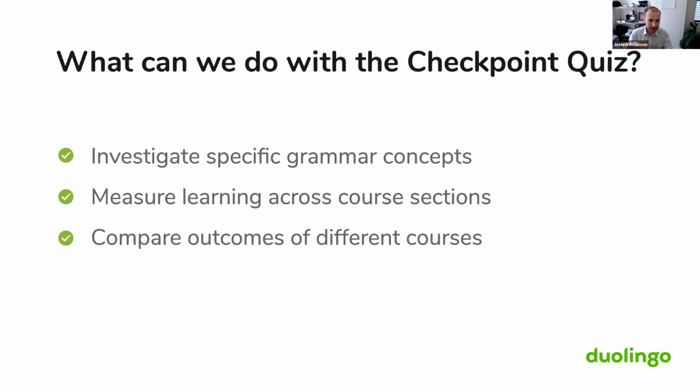Another thing that we found useful is it allows us to measure learning across sections of a course. So we can see, are people remembering the content from earlier sections? Are they combining it with the knowledge they have, or are they struggling as they progress further through the tree? And then finally, it allows us to compare outcomes of different courses, given that we can trust that the population of users is similar and the item pools are similar.